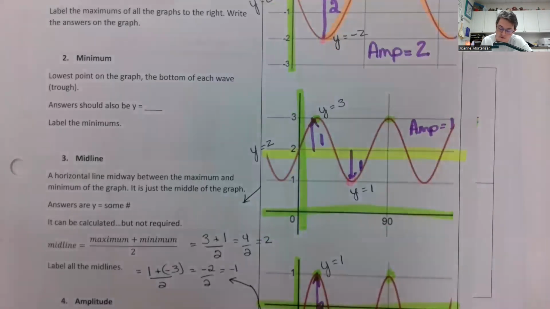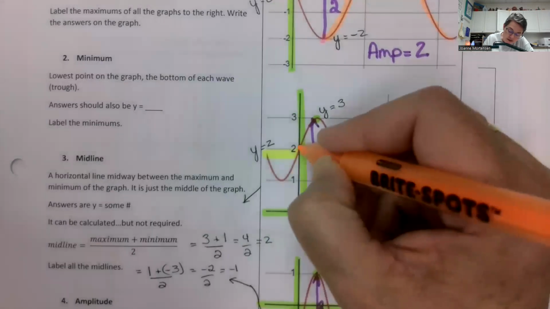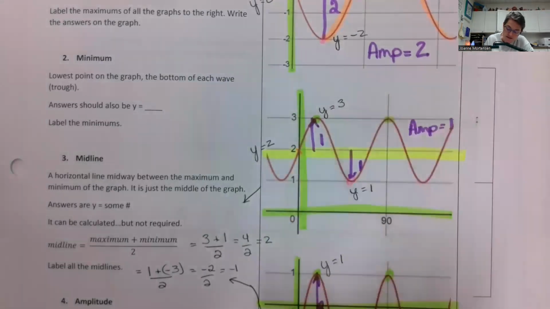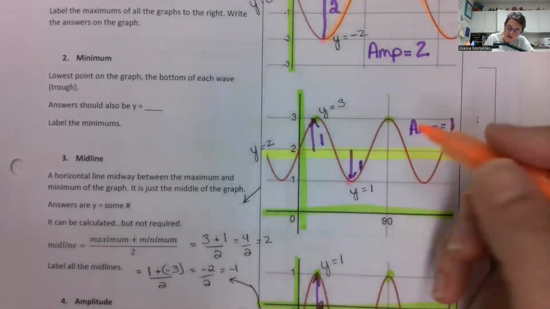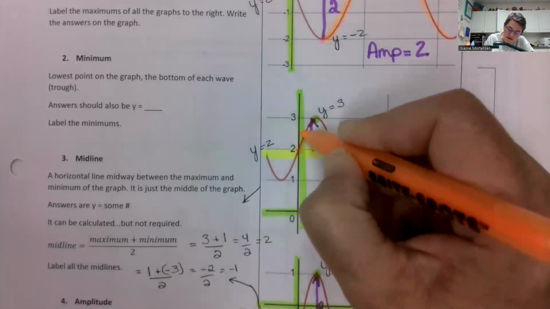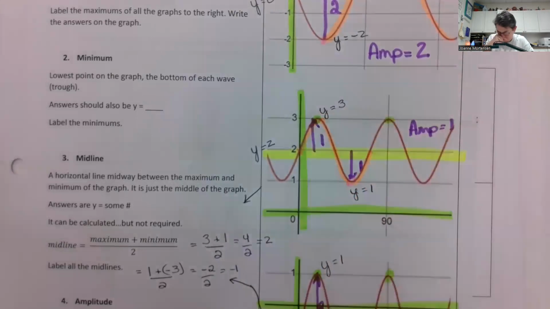Let's try doing one from the 0, just to be different. So I'm starting here. When I say the 0, I'm starting at the 0 of the x-axis. So I'm going to go up here, and then I'm going to go down, and I'm going to come all the way to there.